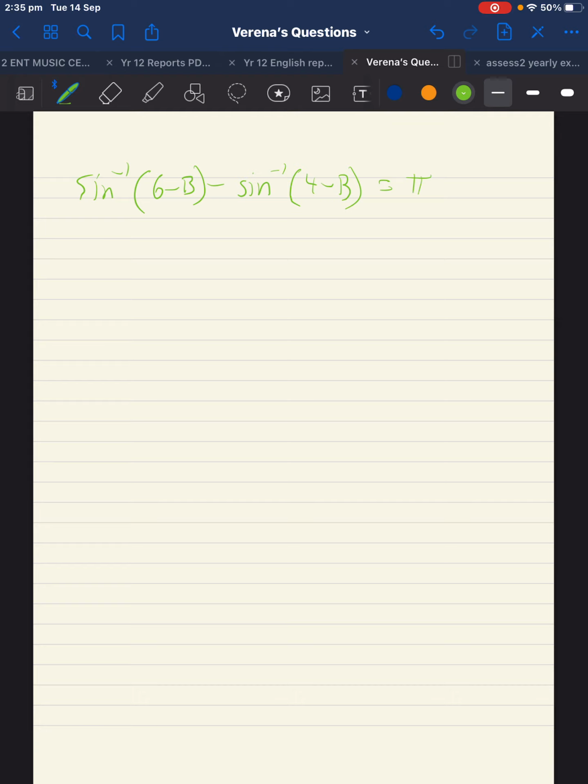Just remember inverse sine, right? This here, inverse sine is an angle. This over here is another angle. When you take away two angles, ultimately what you're doing is finding the angle in between. In this case, what's interesting, we take away these two angles, we end up getting pi, or in other words, pi radians, or in other words, 180 degrees. The difference between these two angles is actually 180 degrees.